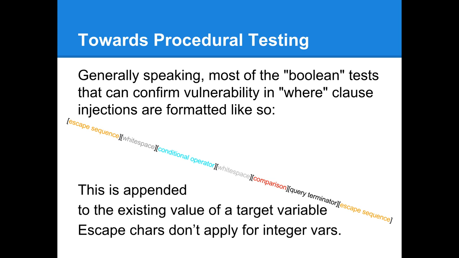This is appended to the existing value of the target variable. You don't always have to have the target variable be blank and just have this. You can have some value and then this meta character sequence, this tester, appended on the end. And note that escape characters do not apply for non-text based inputs. In other words, they don't apply for integer or numerical values.